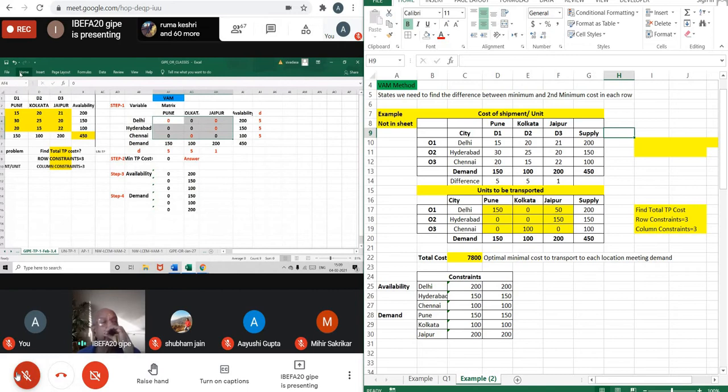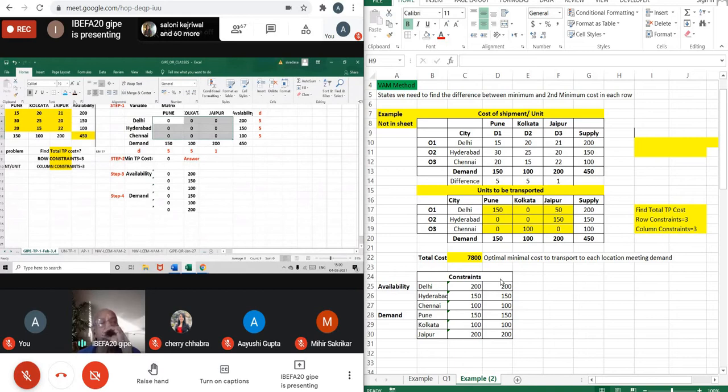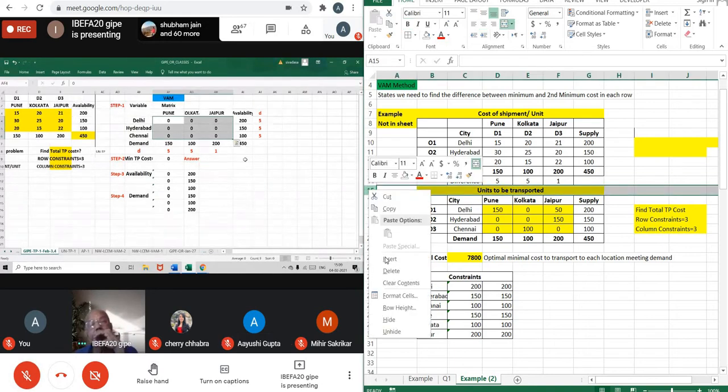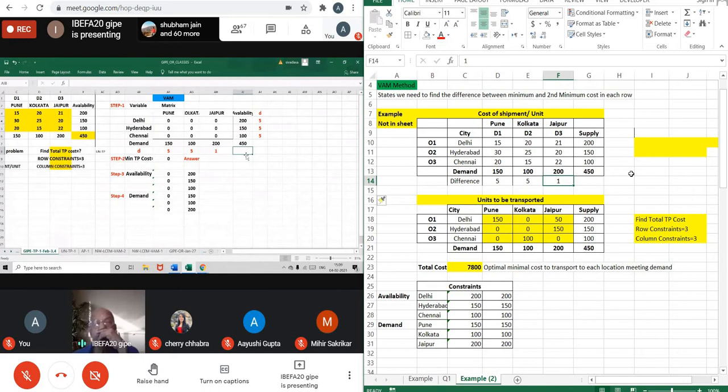How? By looking at your cost matrix. Choose the minimum. Which is the minimum? 1. In that direction, what is the minimum cost? 20. In that cell, allocate. How much? 150 can be the maximum allocated. 150 will be allocated. All the differences will change now.